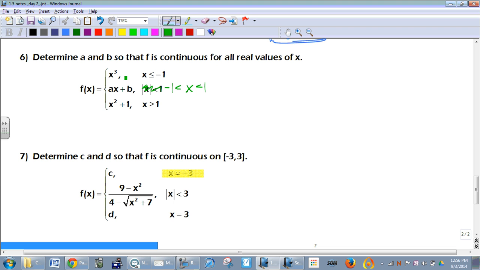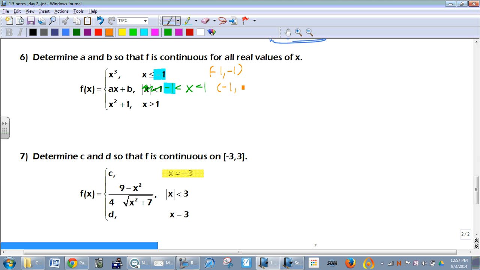Alright, so for these to connect, first let's look at what happens when x is negative 1. Well, these two functions have to connect, so the y values have to be the same. I'm going to put negative 1 into the first one. We get negative 1 out. Then negative 1 into the second part of our graph, we get negative 1 for x.